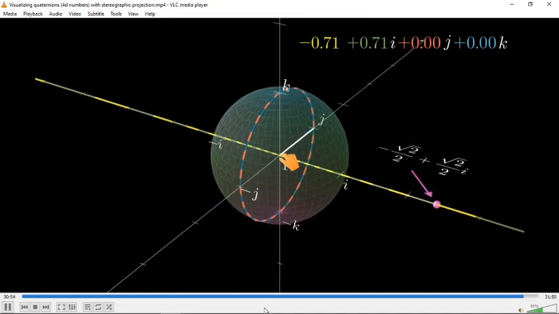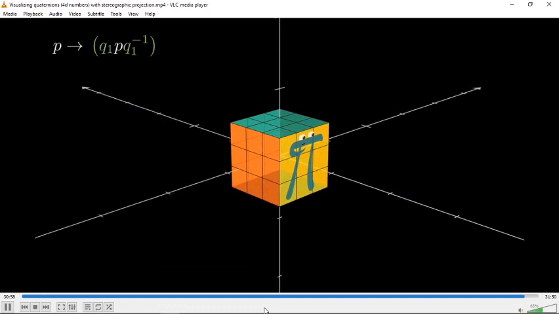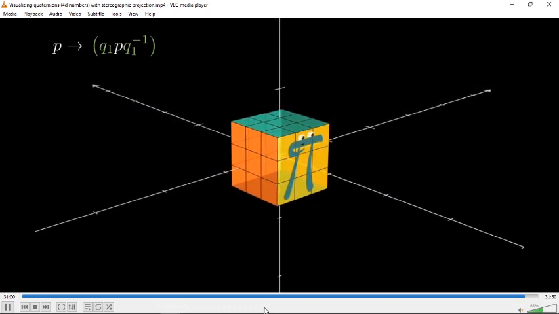It involves a process called conjugation, and I'll make a full follow-on video all about it so that we have the time to go through some examples.